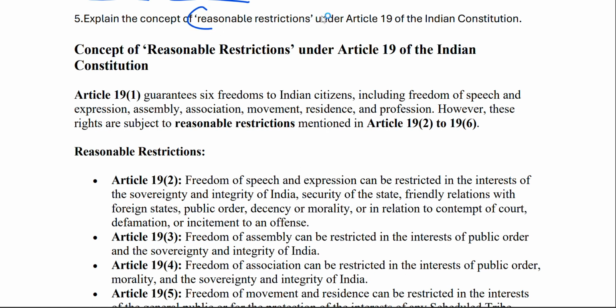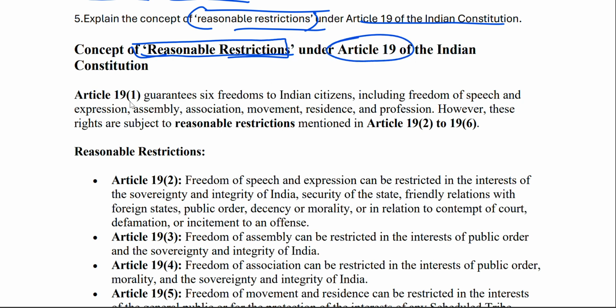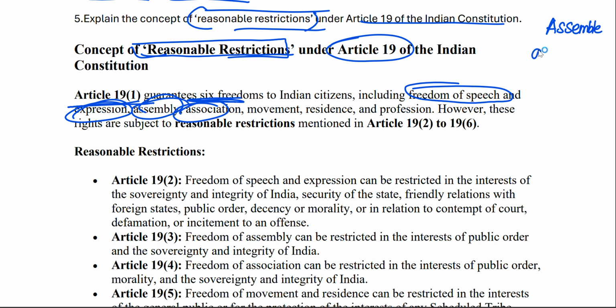Explain the concept of reasonable restrictions under Article 19 of the Constitution. Article 19(1) guarantees 6 fundamental rights, including the right to freedom of speech and expression, assembly, and association. First, you have to assemble, and then you join and form an association. Assembly, association. So, freedom of speech and expression.